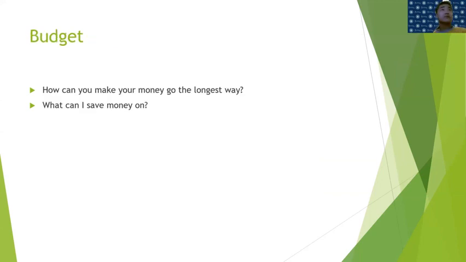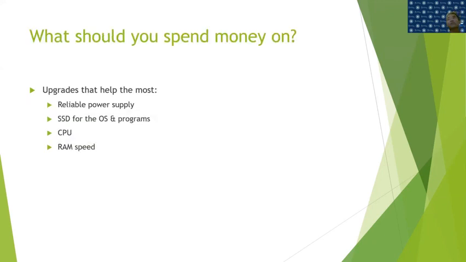Next, we're going to talk about the budget, where we need to make sure we can make our money go the longest way and not waste it on unnecessary upgrades. For example, do we really need a larger storage device over a faster CPU? Of course, everyone's needs will vary, since a lot of people might be using a certain part more often. But as a general guide, the upgrade that helps the most is an SSD for the OS and programs to improve your loading times, so that when you start up, it doesn't take too long.